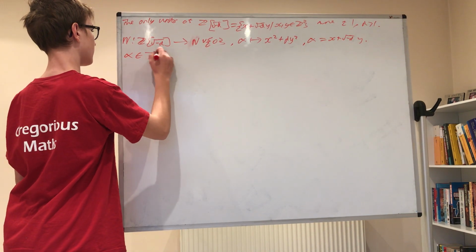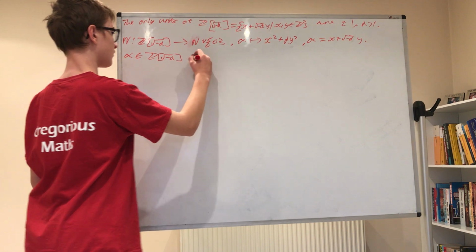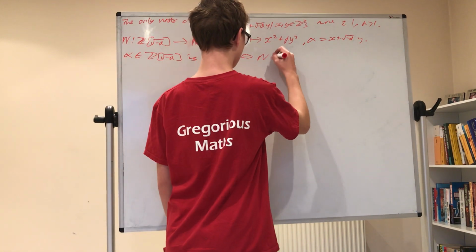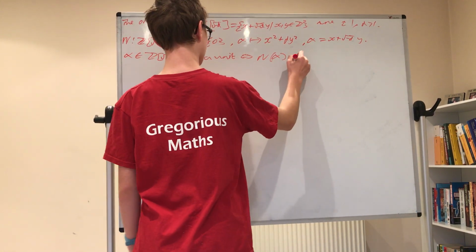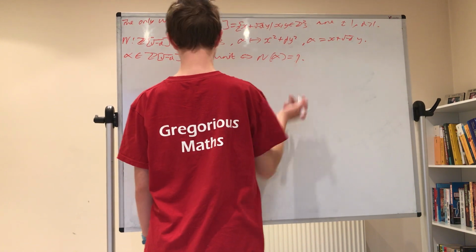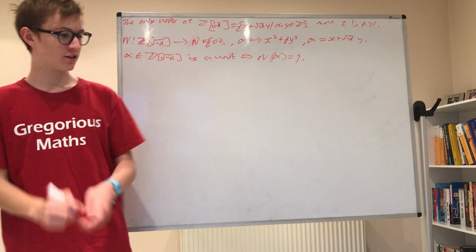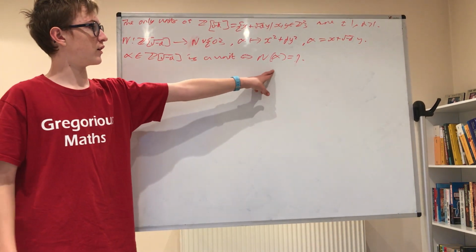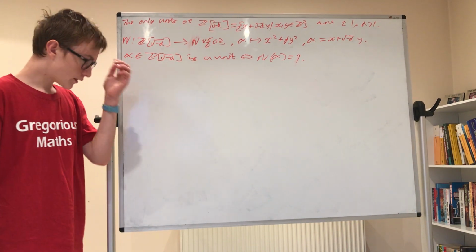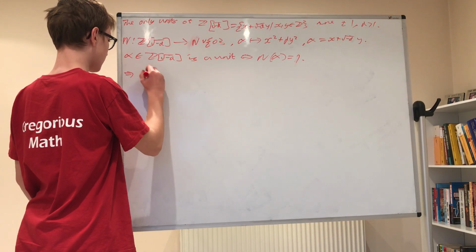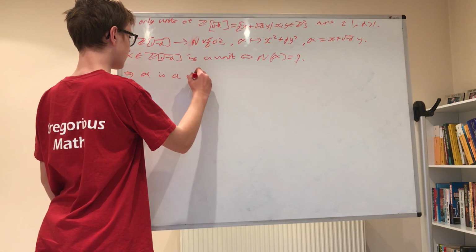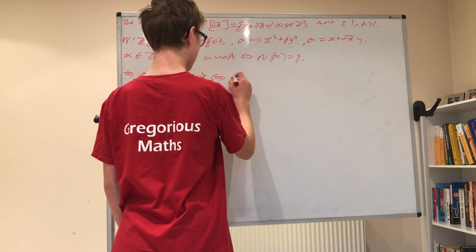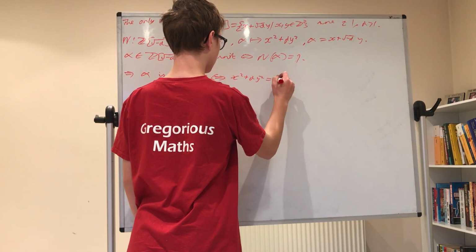Alright, now alpha is a unit if and only if its norm equals 1. And this is very similar reasoning to the one I did for exercise 1. You just use the multiplicativity of the norm, which you can easily check, to show that this is true. And therefore, alpha is a unit if and only if x squared plus d y squared equals 1.